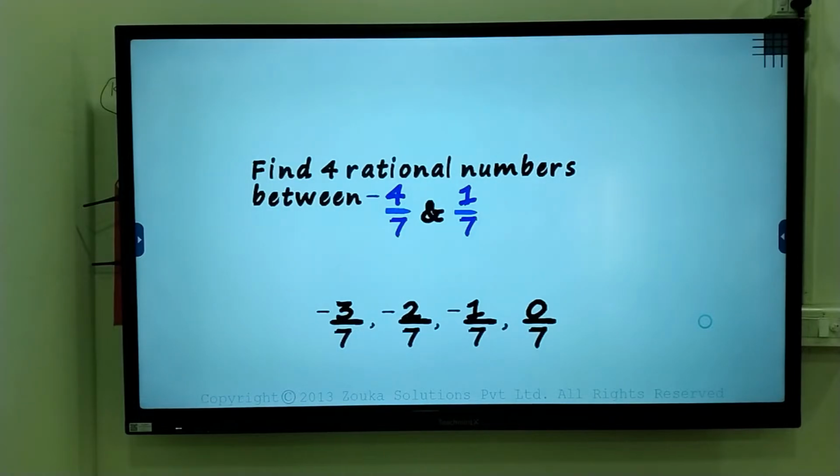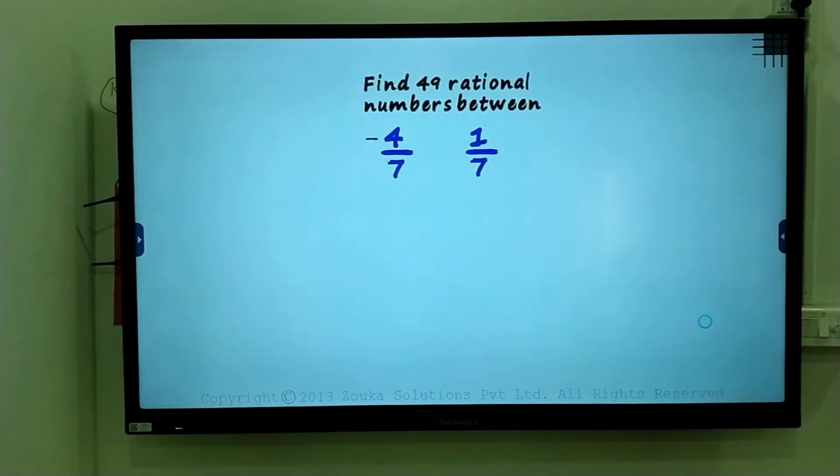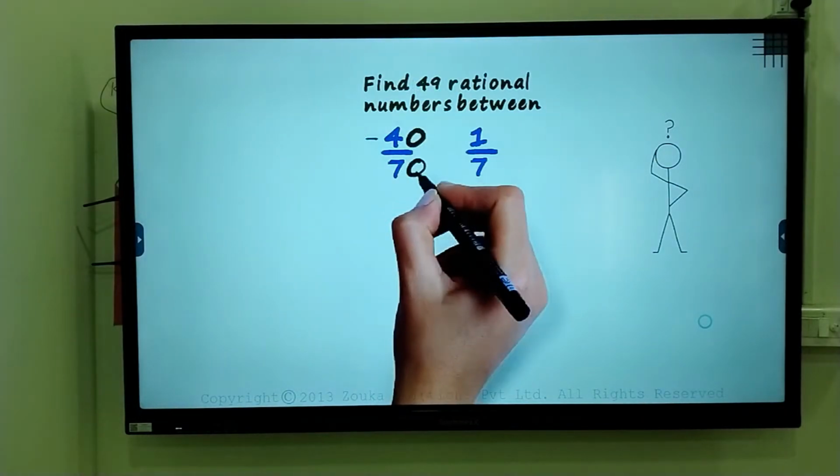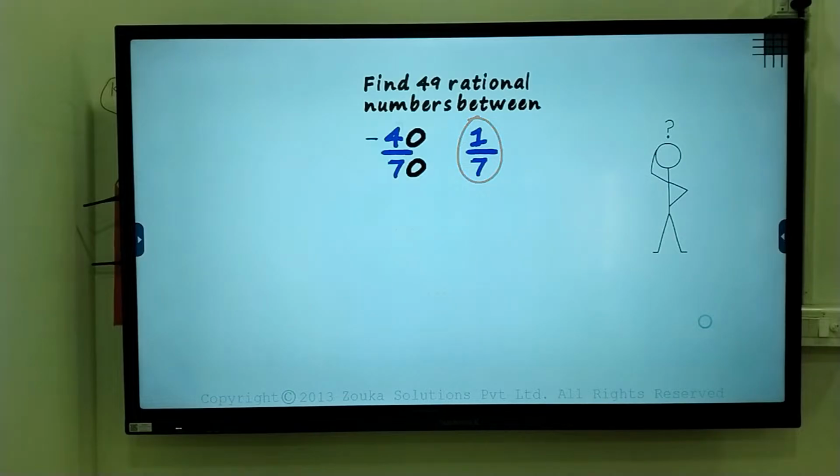Let me modify the question a bit. You are asked to find 49 rational numbers between minus 4 by 7 and 1 by 7. We just found out 4 rational numbers. How can there be 49 in between? Here's the trick. We can write the first rational number as minus 40 by 70 and the second rational number as 10 by 70. Note that we haven't changed the value of the rational numbers. We have just written equivalent rational numbers. Now is it easy? Yes.